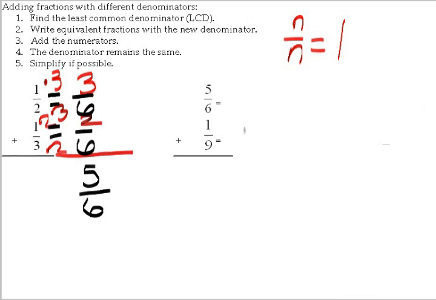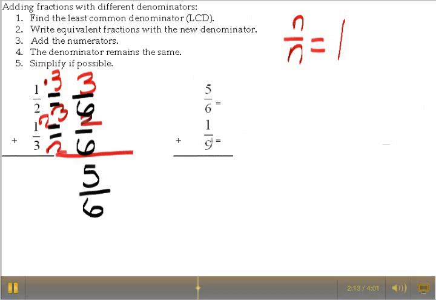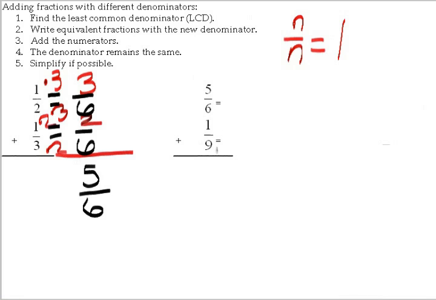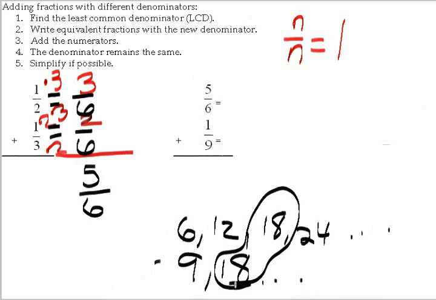Let's look at another example. Here we have 5/6 plus 1/9. So our first step is to find the least common denominator. And in this case, we don't have prime numbers, so we can't use the shortcut that we used in the last example. So the easiest method to find the least common denominator here would probably be to list out the multiples. So multiples of 6 are 6, 12, 18, 24, and so on. We can also list out multiples of 9: 9, 18, and so on. There we see 18 is the smallest number that both have as a multiple. So our least common denominator is going to be 18.